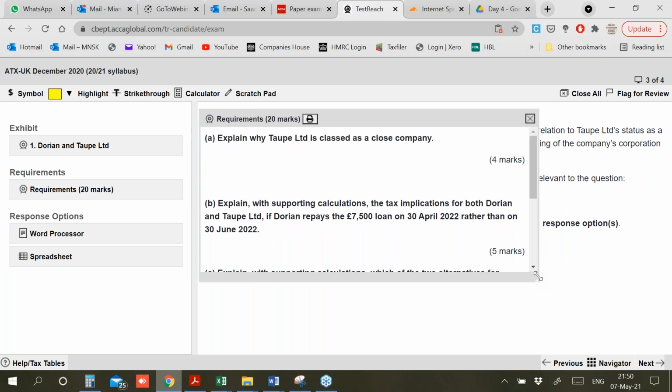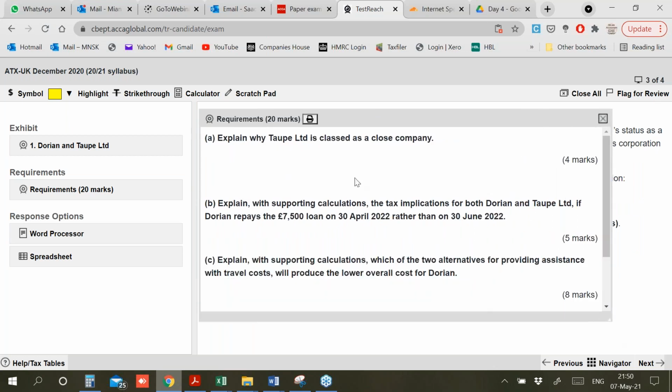They are merely telling us the marking scheme. Explain why T Limited is classed as a closed company. That's fine. Explain with supporting calculations the tax implications for both Dorian and T Limited if D repays the 7,500 loan on 30th April 2022 rather than 30th June 2022. So we have to see what kind of loan we are talking about. But what I know is, what if he repays the loan earlier? What is the impact of that?